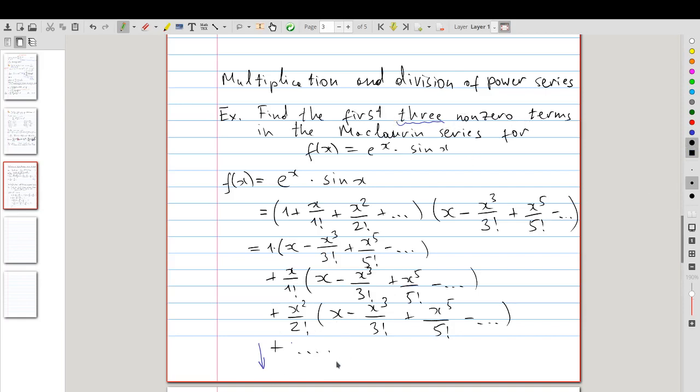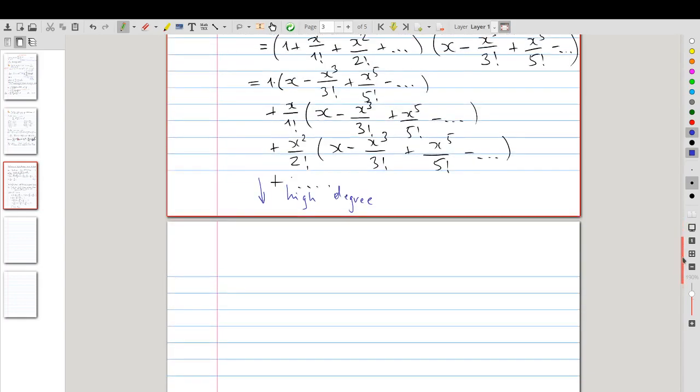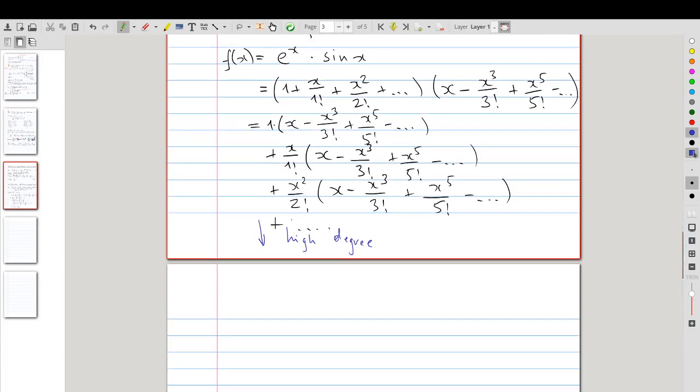terms, and it suffices to observe that all the terms that are down there below, they all have high degrees, right? Certainly higher than what we have up here. So then what we need to do to write down the three lowest terms in this product, we just need to hunt them down.